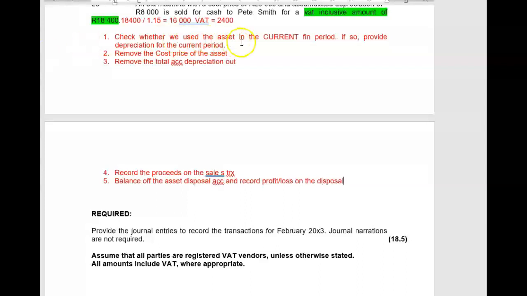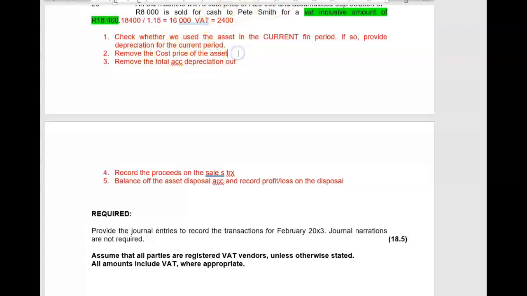The first step is, did we use this asset in the current year? If the answer is yes, then the next question is, have we provided for depreciation on that asset for the current year? If the answer is no, then you have to pass the depreciation on that asset for the period that you've used that asset in the current financial year. Remember, the previous financial years' depreciation will be lying in my accumulated depreciation account.